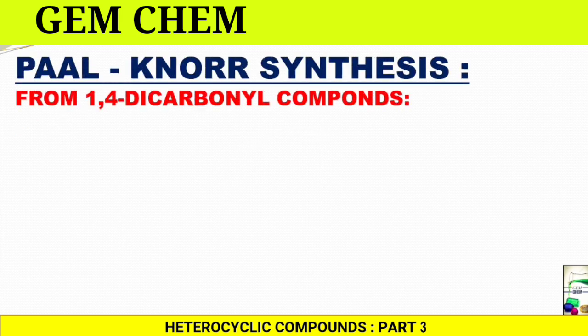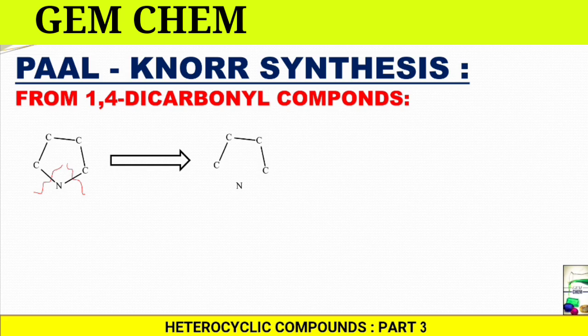This synthesis is done using 1,4-dicarbonyl compounds. So what is the disconnection approach? We are going to see that carbon-nitrogen bond always breaks easily and its formation is also easy. So we may consider the disconnection approach as follows, that is, we are going to break the carbon-nitrogen bond. Once we have broken it, the components we get are the carbon chain as well as nitrogen.